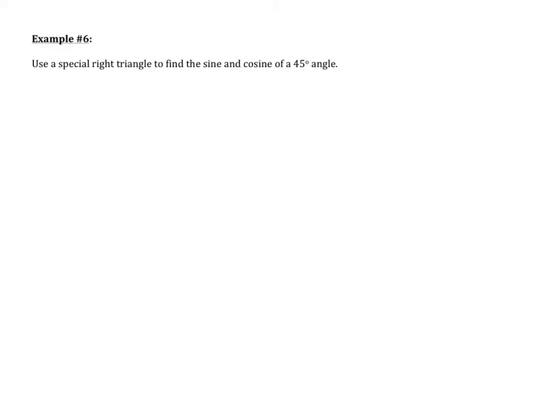And now our last example, number 6, it says use a special right triangle to find the sine and cosine of a 45-degree angle. So if it's saying a 45-degree angle, that means we're going to use a 45, 45, 90. So as always, just like I tell you, always start with drawing a picture. So here is my 45, 45, 90 right triangle. So we want to find the sine and cosine of a 45-degree angle. So let's just work off of this one right here.